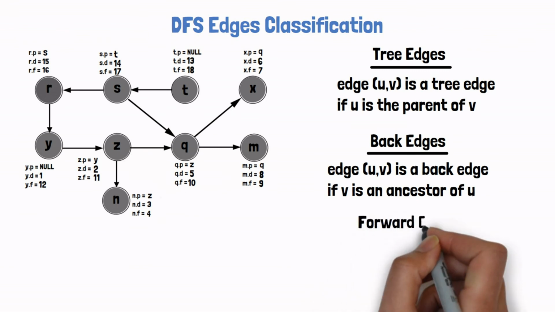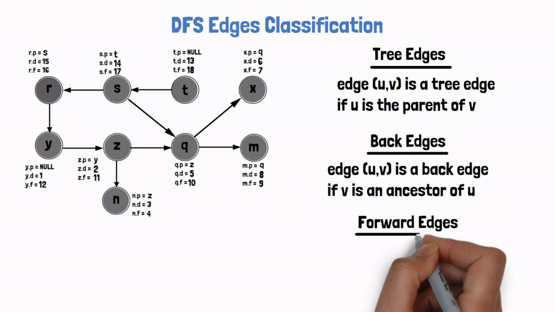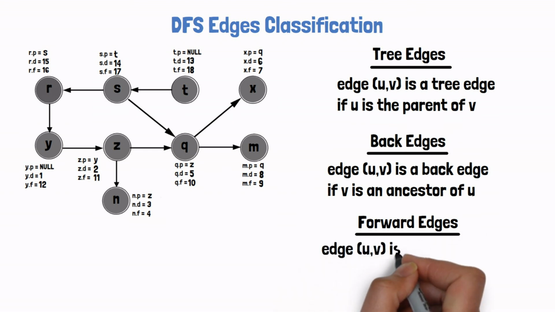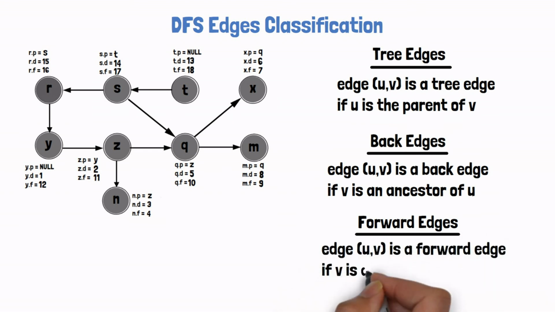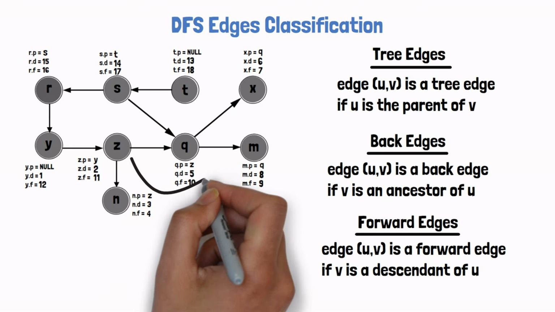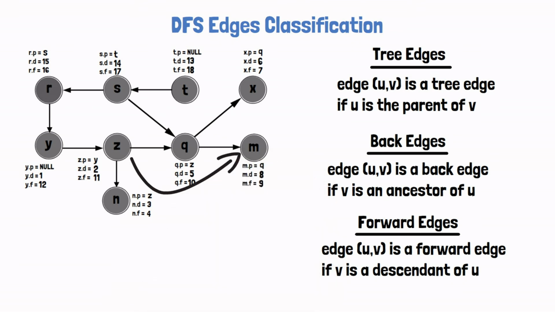The third type is forward edges. Edge uv is a forward edge if v is a descendant of u. Here also we don't have an example in the original graph, but say there was an edge from z to m. Then it is a forward edge because m is a descendant of z. We see this edge goes forward in the search direction.